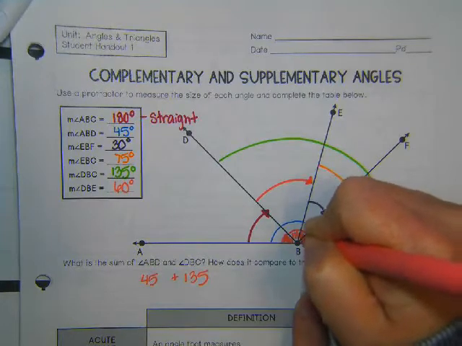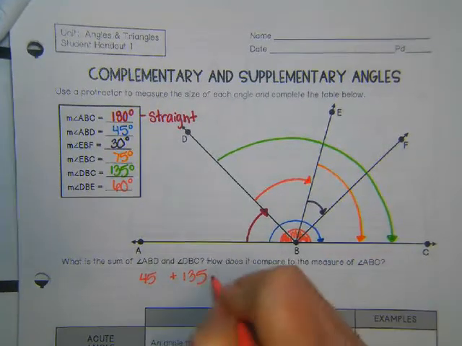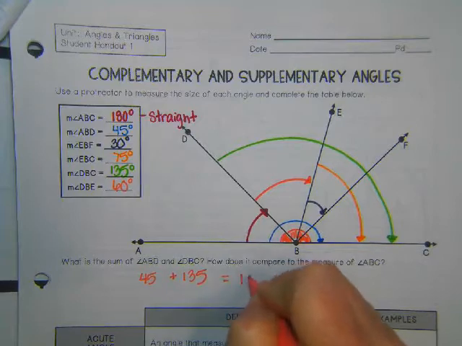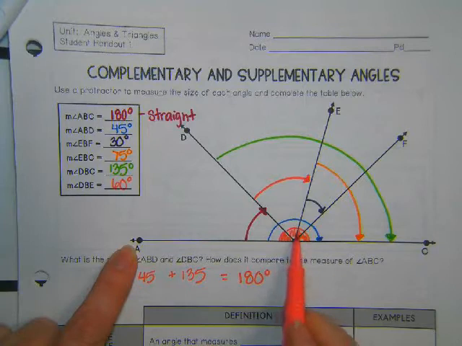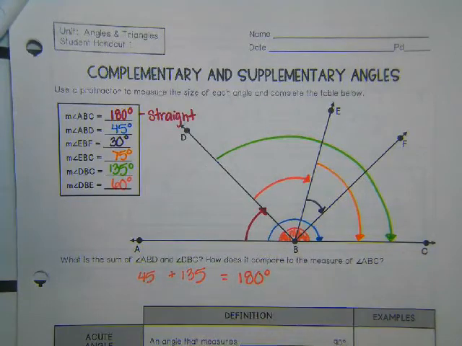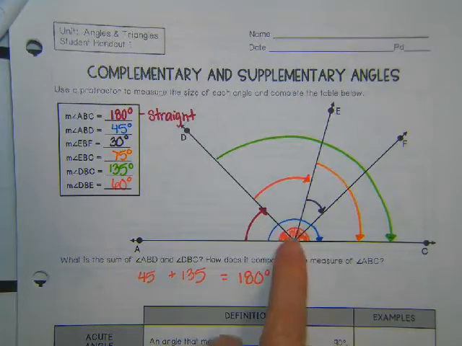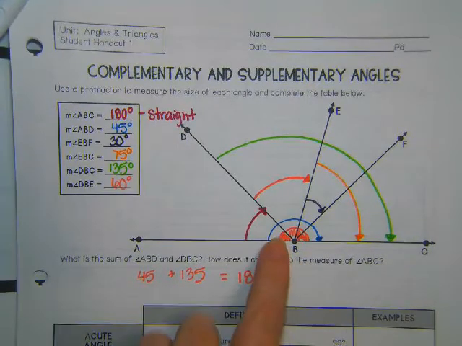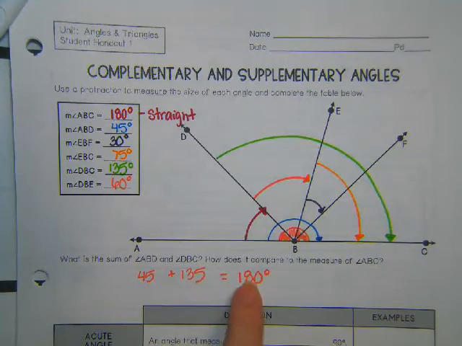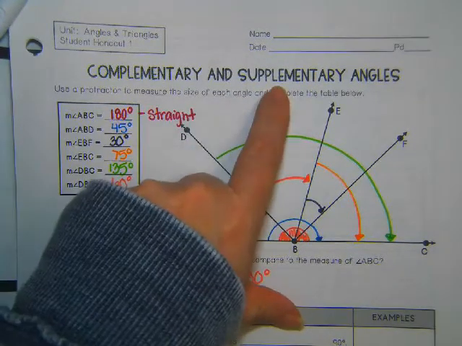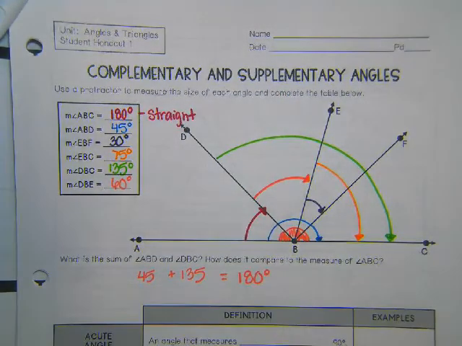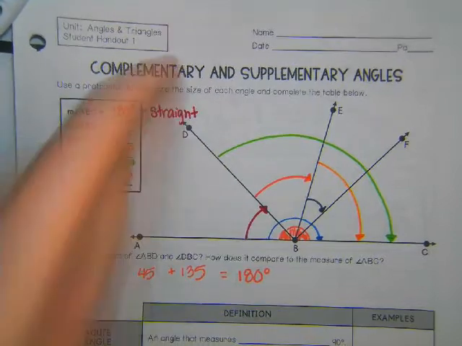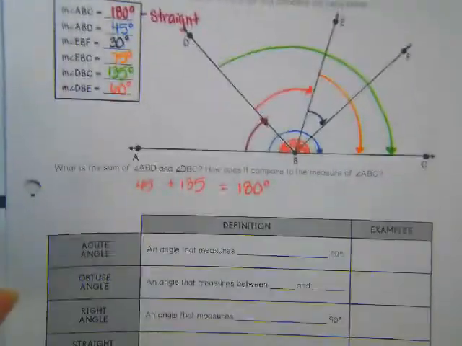So if you notice, it makes that half a circle when you add them together. And if you add these up, it should equal 180 degrees, because the whole thing, if you put them together, it makes a straight angle, which is 180 degrees. Okay? That's something we're going to be talking about today. When you have two angles and you add them together and they equal 180, that is a supplementary angle. Now when you have two angles and you add them together and you get 90, that's complementary. But we'll go into that a little bit more in a second.